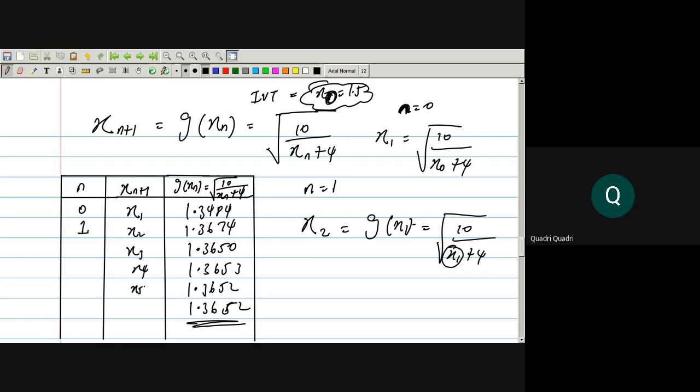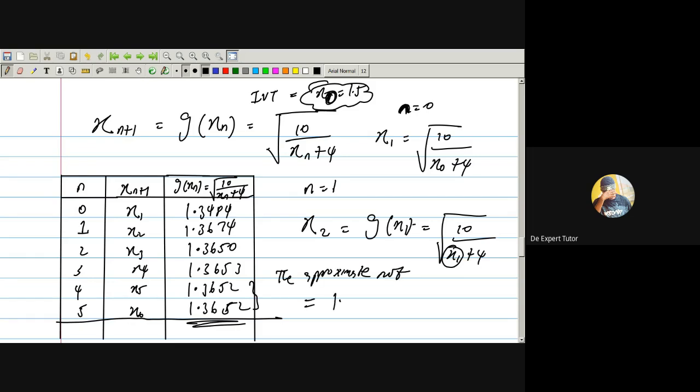That's a repeated root. Exactly. You can see this one converges at the fifth iteration. So therefore, if the root has repeated twice, the approximate root is 1.3652.